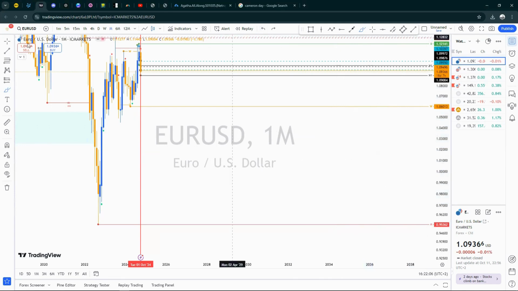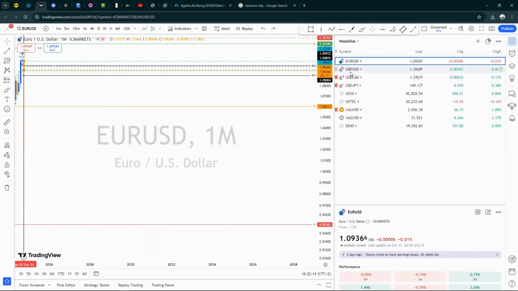So without wasting any time, let's do top-down analysis of our favorite pairs. These are the pairs that we are actually trading personally: Euro, Pound, USD CAD, USD JPY, USDT, US Tech, Gold, Silver, and German DT.